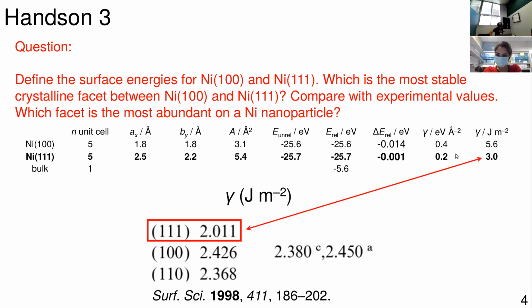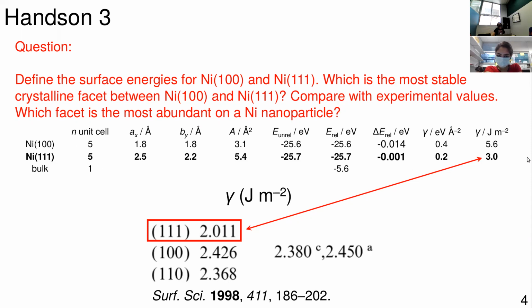Okay, then if you multiply this value that you got in electron volt over angstrom square by 16.02, then you can convert your surface energy gamma into the surface energy given in joule over square meters. And this is the value that is usually given experimentally. So you see that I did that and I get values that are around 3 joule per square meter for nickel 111 and 5.6 joule per square meter for nickel 100.